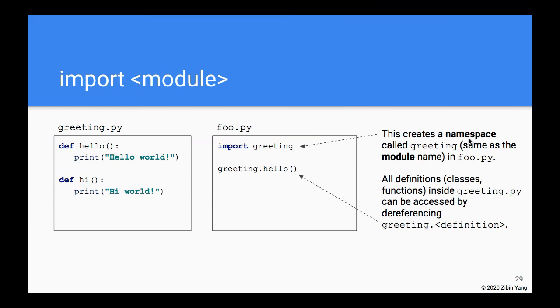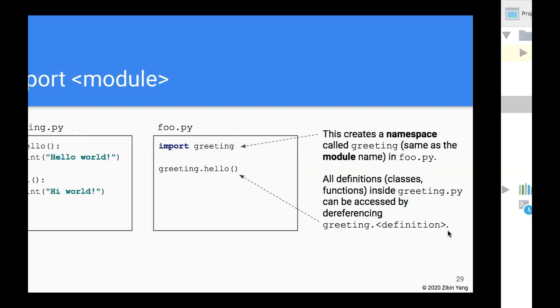What really happened here is that whenever we say import greeting, it creates what's called a namespace. The name of this namespace is the same as the module or the file we're importing from, and that is greeting. Then, in order to access anything inside this namespace, we have to dereference the namespace first: greeting dot, and then the name of the function or class or whatever. So that's one way.